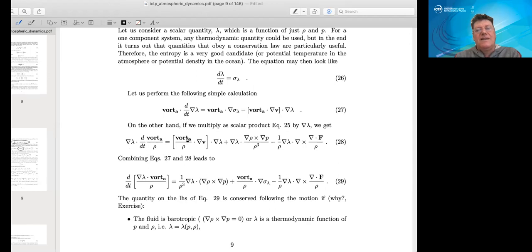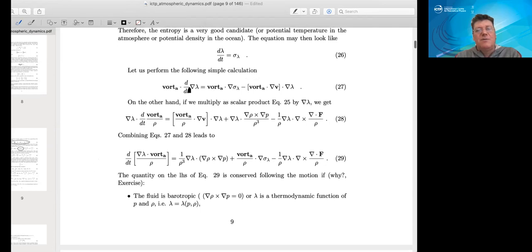then we are also lucky that, for example, this term here, after dividing by the density again, will probably drop out if we add these two terms. So that's the idea. We divide this equation here by rho and add these two terms. And then we find the following. The total derivative of a complicated quantity, which is the gradient of this scalar quantity lambda, scalar product with the vorticity, with the absolute vorticity divided by the density.